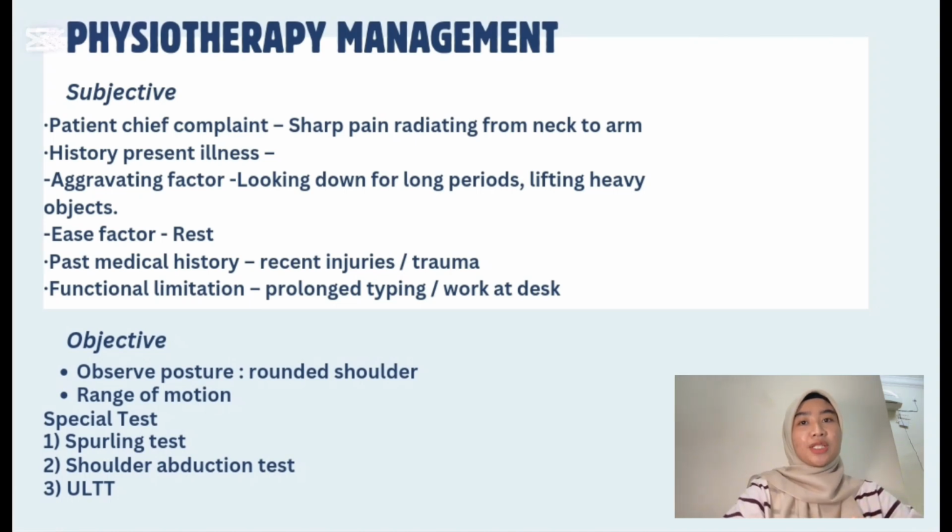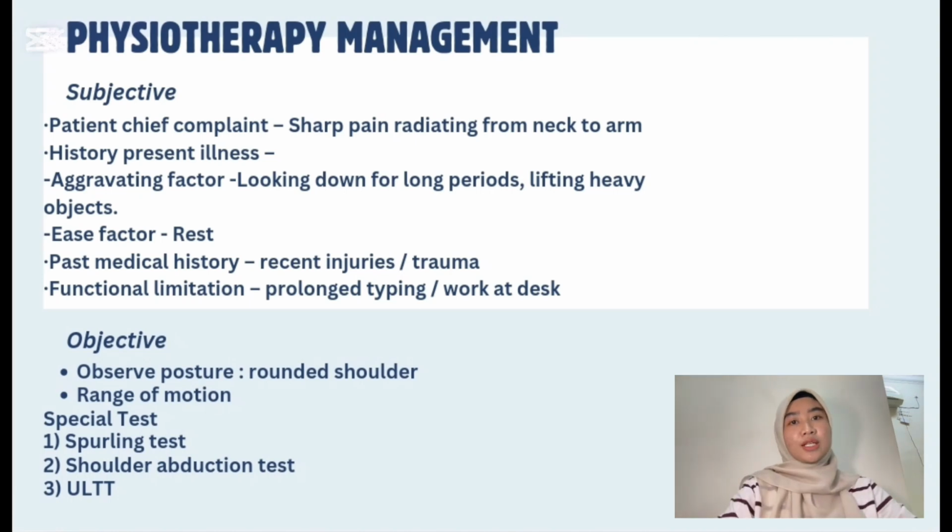Beginning with the subjective section, where we gather the patient's main complaint and history. For example, this patient reports sharp pain radiating from the neck to the arm with numbness in the fingers. The pain started gradually about 3 weeks ago and becomes worse with looking down or lifting objects.